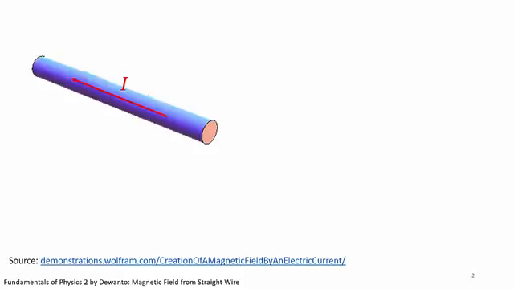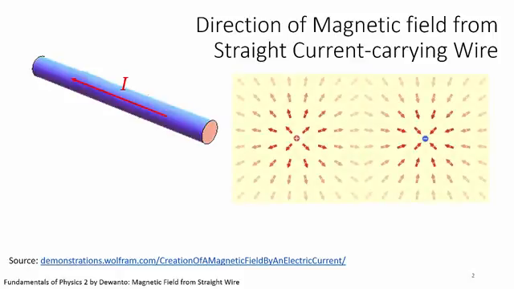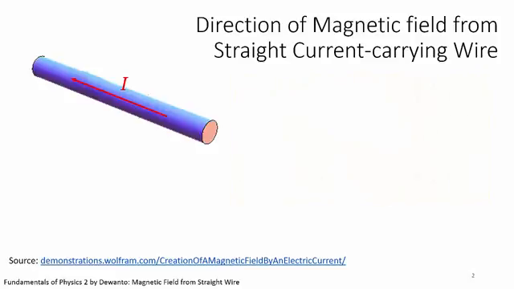Magnetic field, like electric field, is a vector quantity. It carries both magnitude and direction. Let's try to visualize the direction of magnetic field from a current carrying wire. If electric field originates from charge and points radially outward or inward depending on the type of charge, how do we visualize magnetic field originating from current?